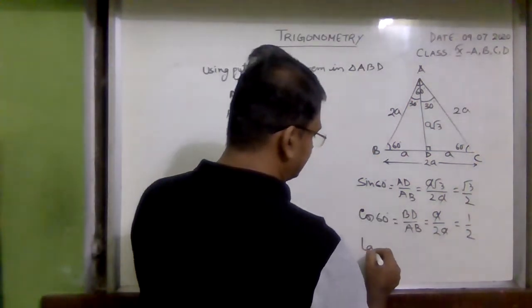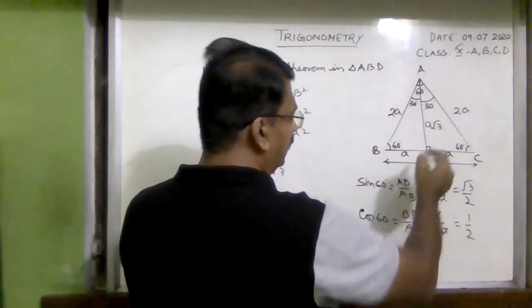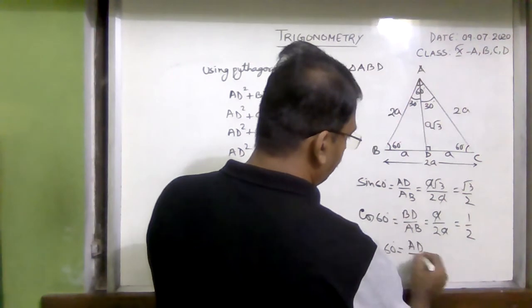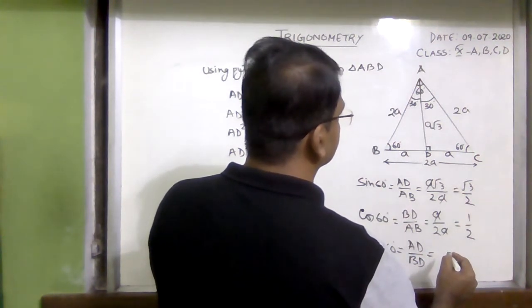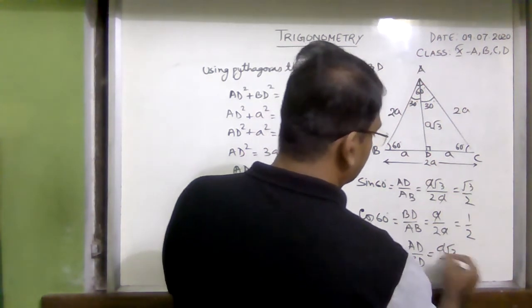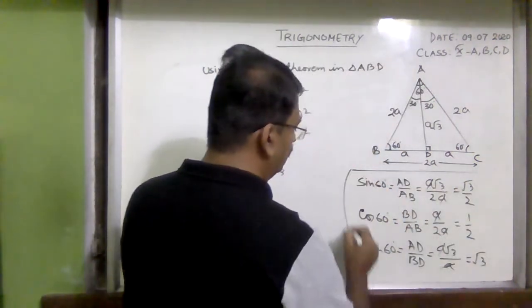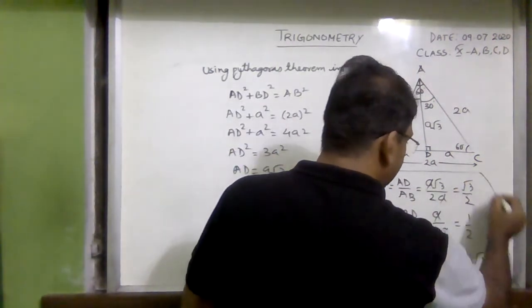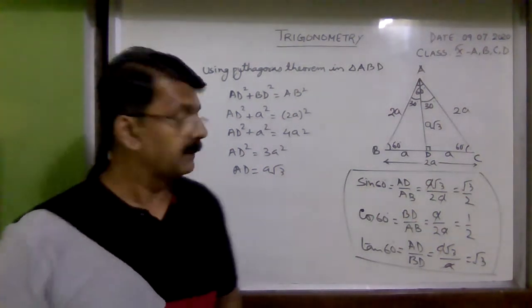And then tan 60, perpendicular upon base, AD upon BD. AD is a root 3 and BD is a, so the value is root 3 only. So you can see I have found sine 60, cos 60 and tan 60. Values of sine 60, cos 60 and tan 60.